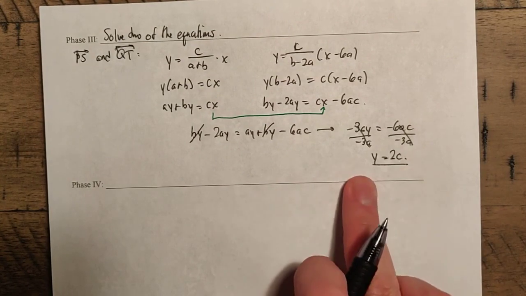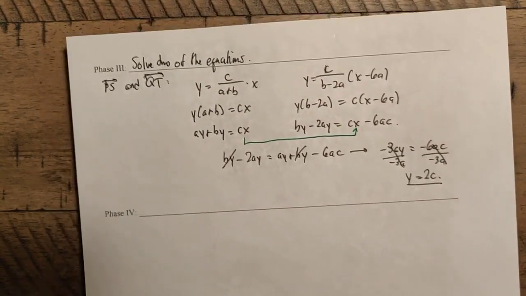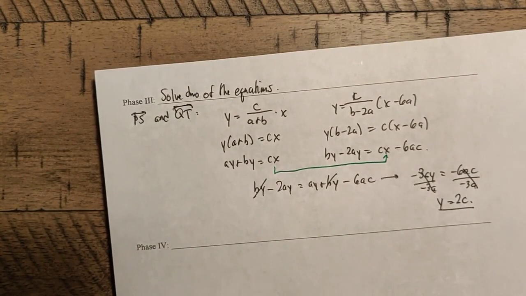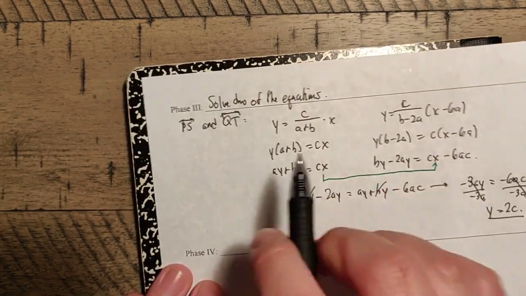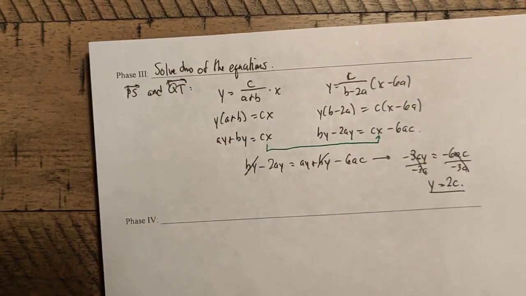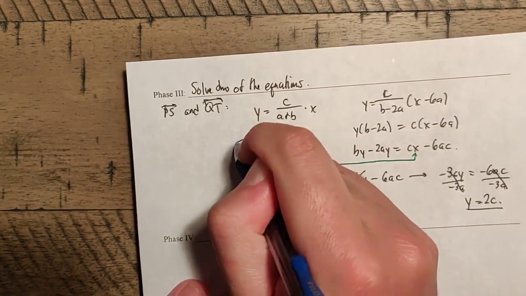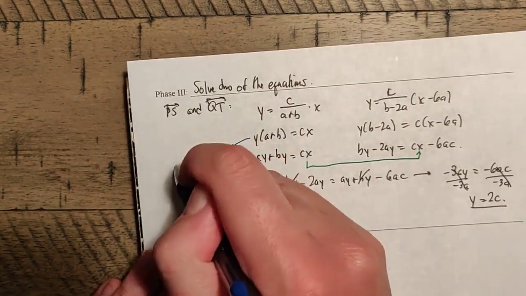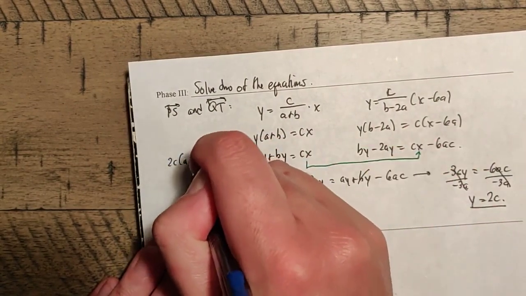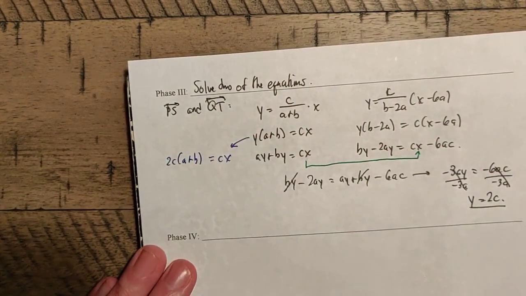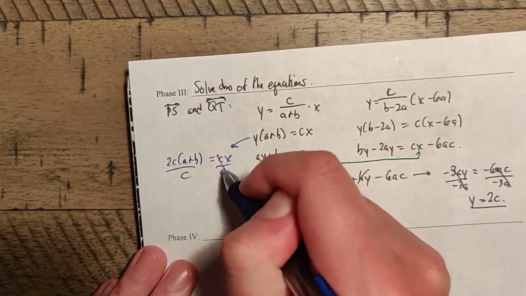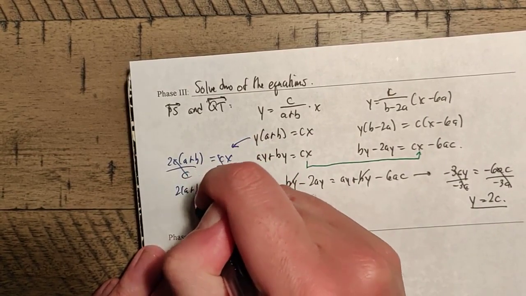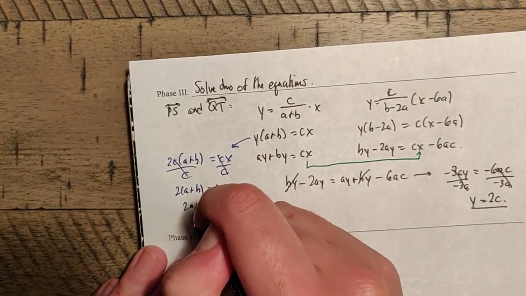Now we can go ahead and finish this and solve for x by going back. I'm going to go back and solve this for x and make this a little easier for ourselves. We're going to use this equation again. So we know y is 2c, so I'm going to write 2c times (a plus b) equals cx. And nicely, you can see there's a c in both of these, so we can divide both sides by c. Those go away. And we're left with 2 times (a plus b) equals x, or 2a plus 2b equals x.